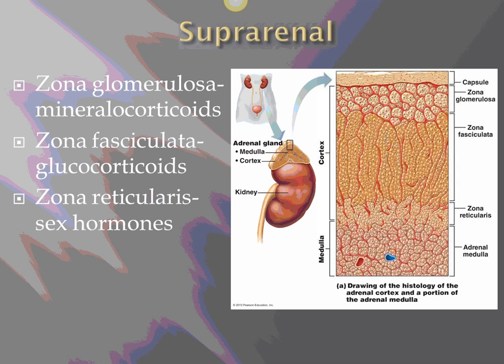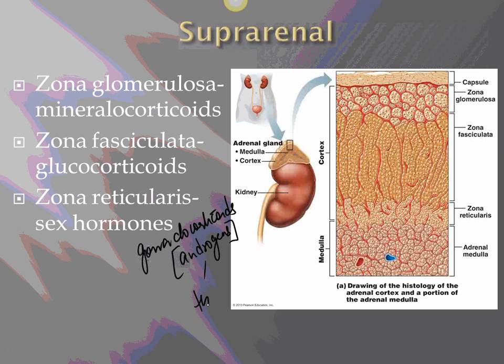It produces sex hormones, or gonadocorticoids. We can also call these gonadocorticoids, or also known as androgens. And then these androgens get converted to testosterone and a little bit of estrogen in the tissues. In fact, after menopause in women, this zona reticularis, or your adrenal cortex, is the only source of estrogen. So that was the cortical area.